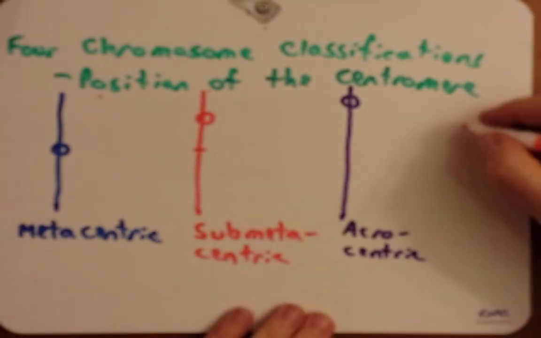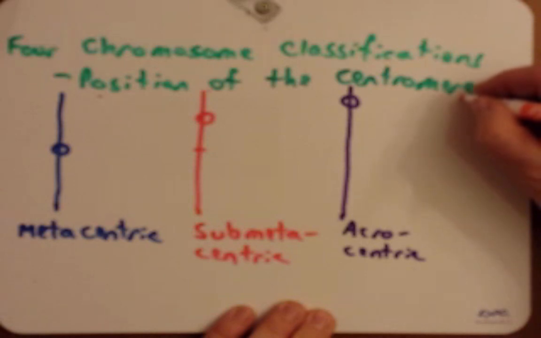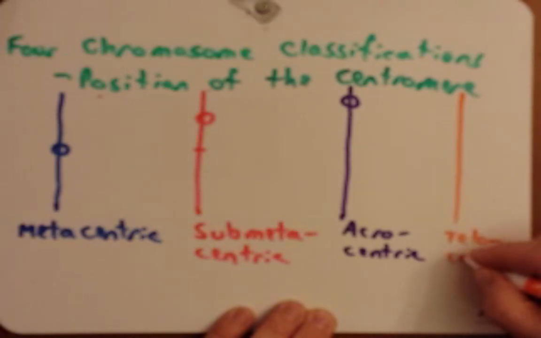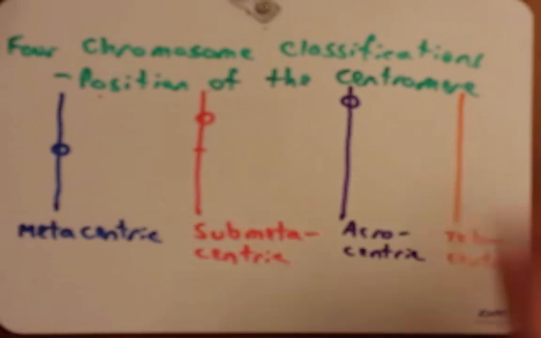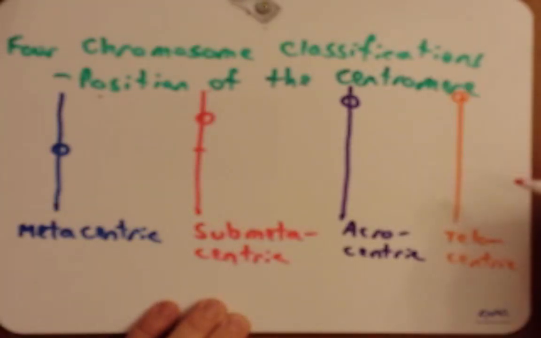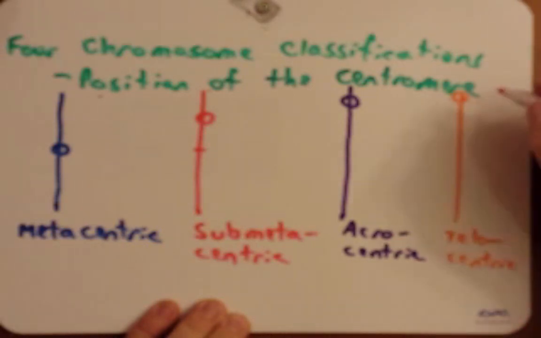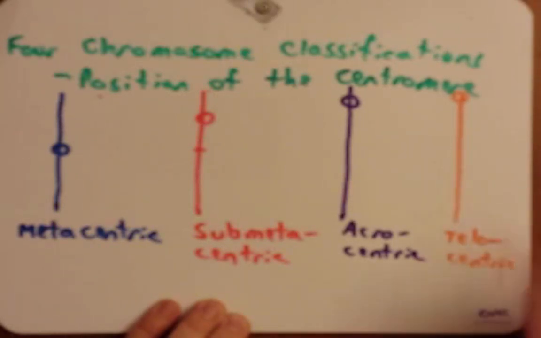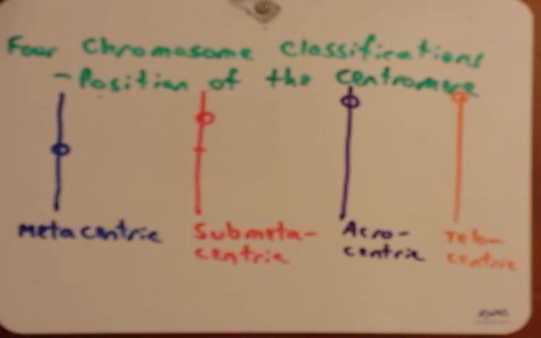The last example is going to be telocentric. Chromosome. And in this case, the centromere is all the way at the top. To distinguish it from the acrocentric chromosome, the telocentric chromosome has no DNA on one end of the centromere. All the DNA is on one end of the centromere.